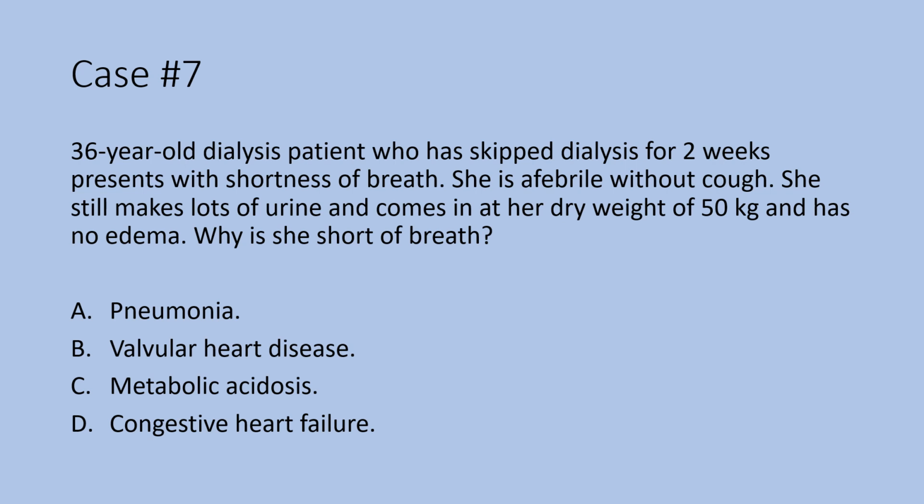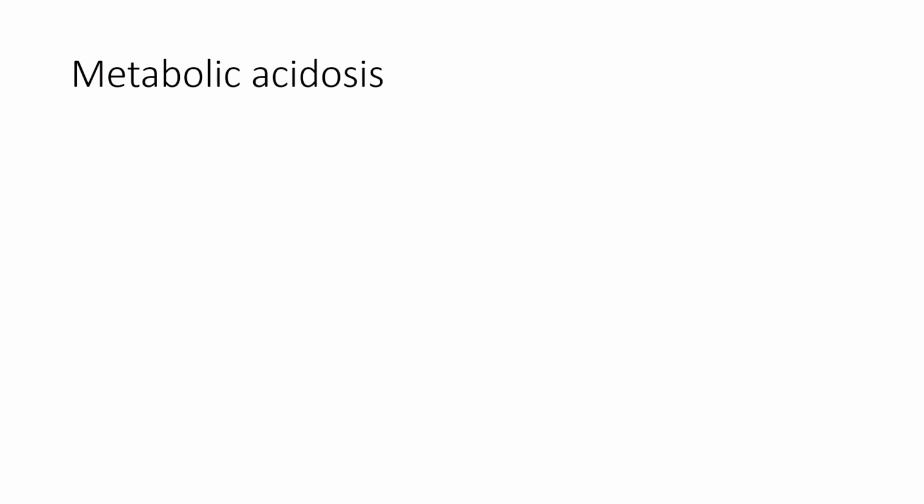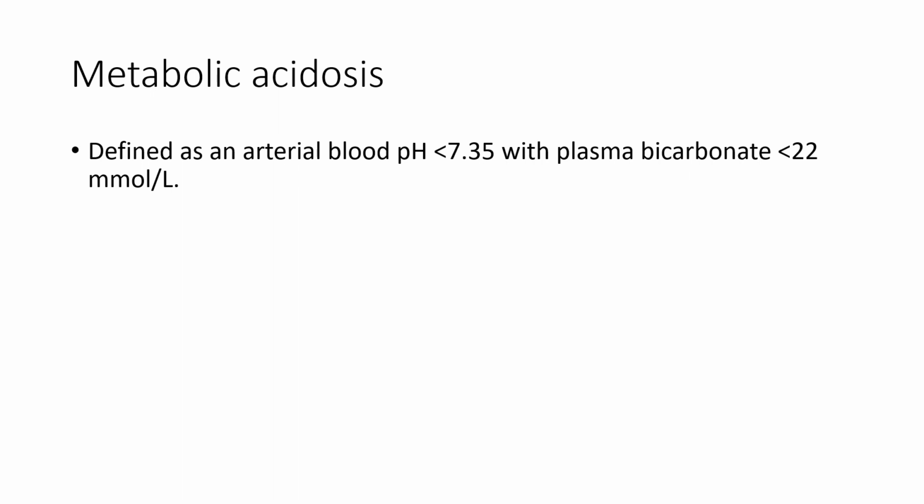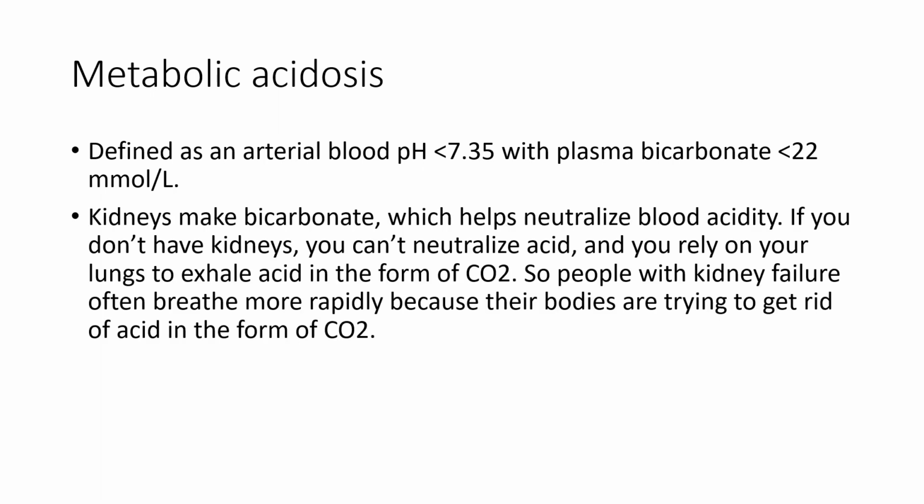And the correct answer is metabolic acidosis. Excellent. So metabolic acidosis basically refers to acidic blood. It's defined as an arterial pH of less than 7.35 and plasma bicarbonate of less than 22. So the kidneys normally make bicarbonate, which is baking soda, and this helps neutralize the acidity of blood. But if you don't have kidneys, you can't neutralize acid, and so you rely on your lungs to exhale acid in the form of carbon dioxide.